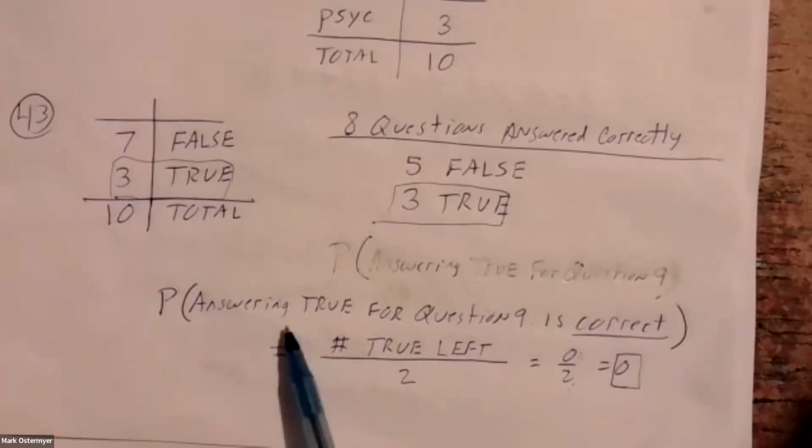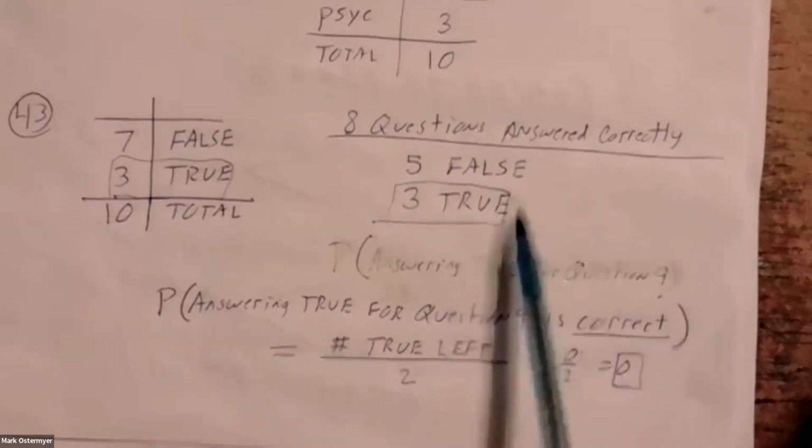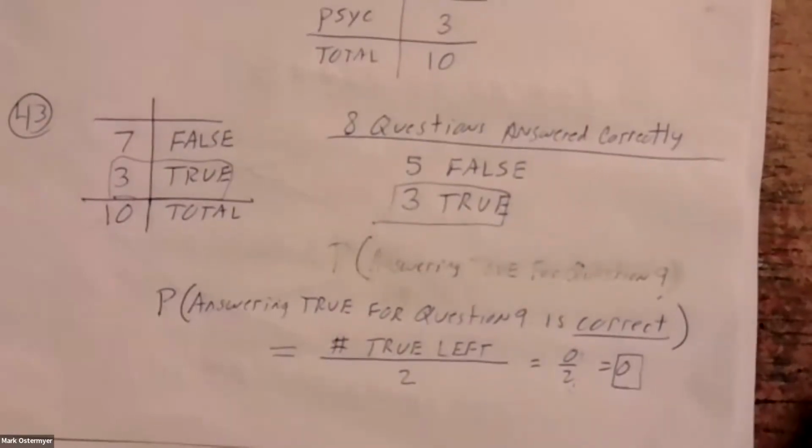Now, if he answered false on the ninth question, what would be the probability of getting it correct? If this happened on the first 8 questions, what do you think? It'd be 100% chance, correct? Okay.